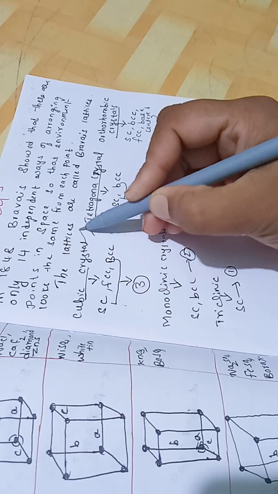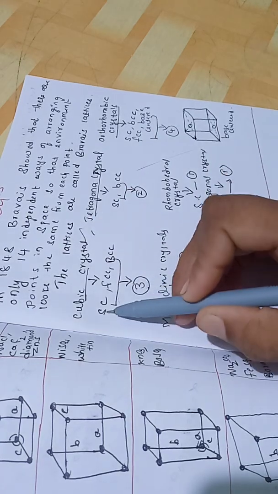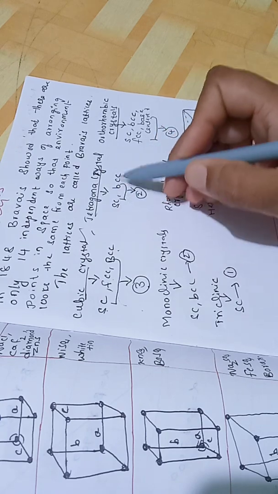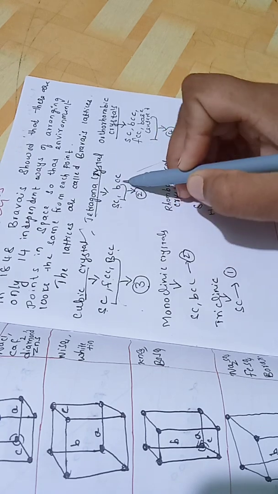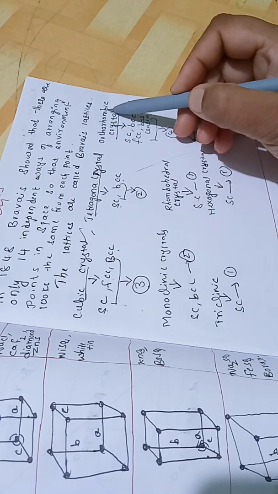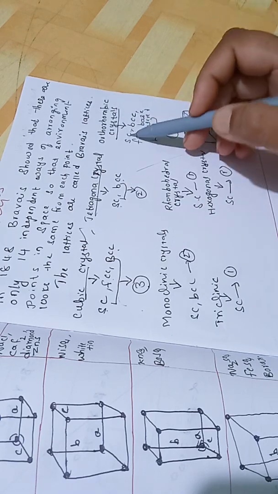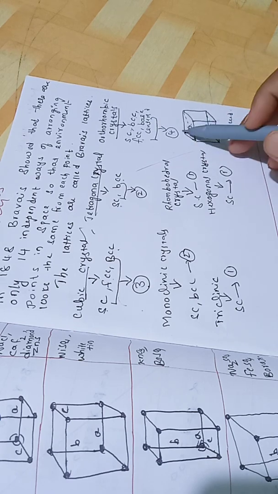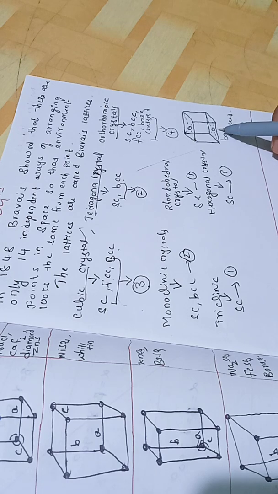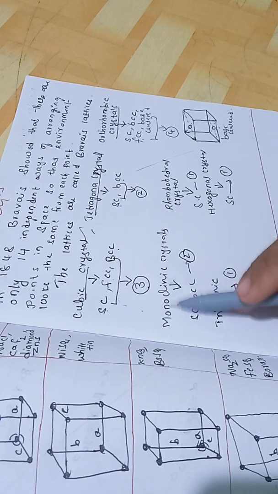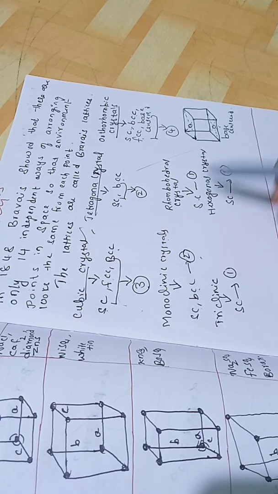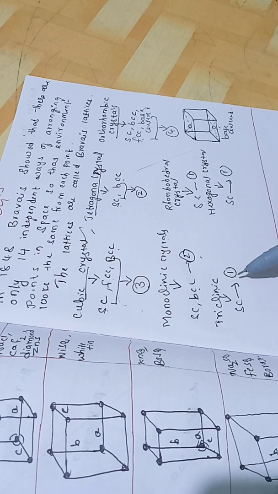How? Cubic crystal can be arranged in 3 ways. Simple cube, face centered, body centered. Tetragonal crystal can be arranged in 2 ways. Simple, body centered. Orthorhombic crystals can be arranged in 4 ways. Simple, body centered, face centered, base centered. Base centered means at the base we will find 2 lattice points. Now next, monoclinic can be arranged in 2 ways. Simple, base centered. And rhombohedral, hexagonal, triclinic can be arranged in only 1 way, that is simple.